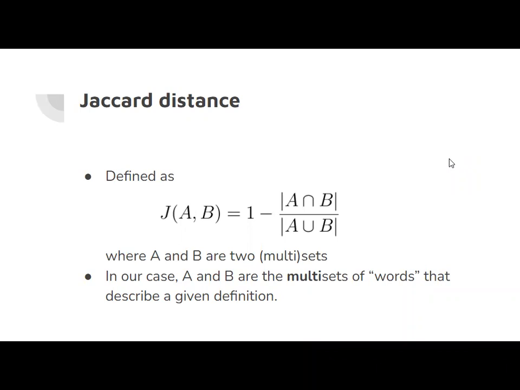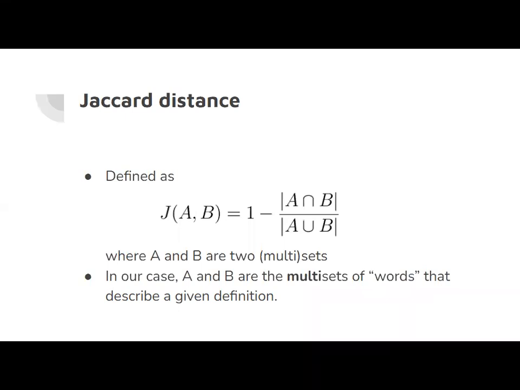No problem. So the first distance that we use is Jaccard distance, and it is based on Jaccard similarity, which is the fraction there. So you can take two sets or two multisets, compute the size of their intersection and divide it by the size of their union. There are some worries when the sets are empty, but in our case, they are never empty, as we shall see. And so this is well defined.